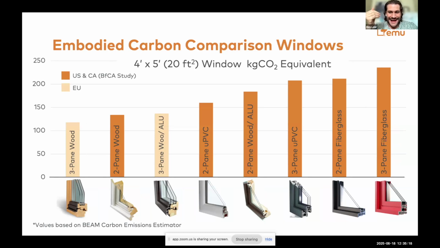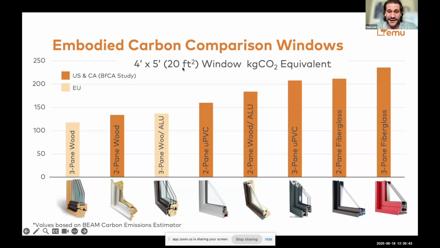Same thing with windows. We need to add a third pane in many climates to get to the required performance that we want. So adding more glass has a huge impact on the embodied energy of the material. Glass is energy intensive to make. So here we're kind of showing a typical window size, 4 by 5. That's the NFRC kind of standard window, so 20 square feet.